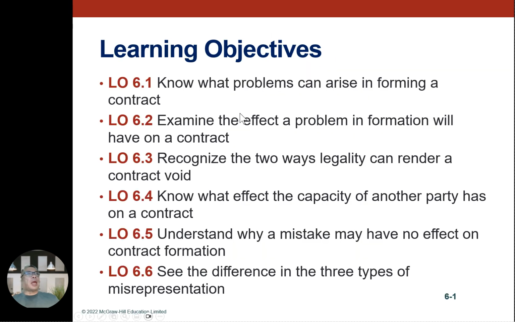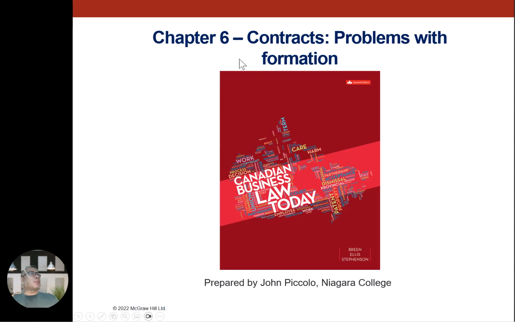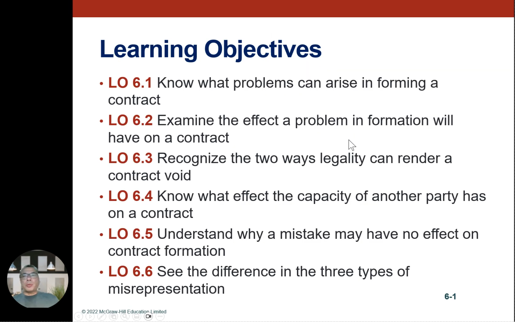Okay, for this particular chapter 6, we have a number of key objectives, about 6 of them. This is in terms of contracts and problems with their formation. Let's look at the learning objectives first.